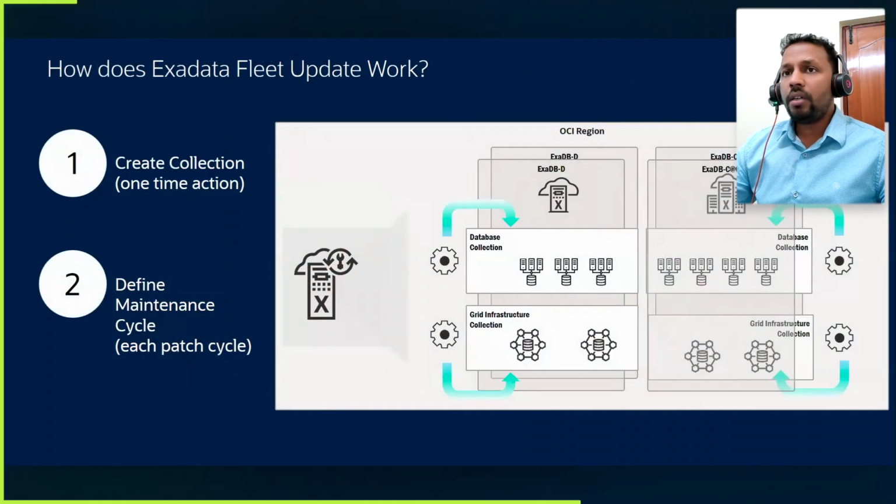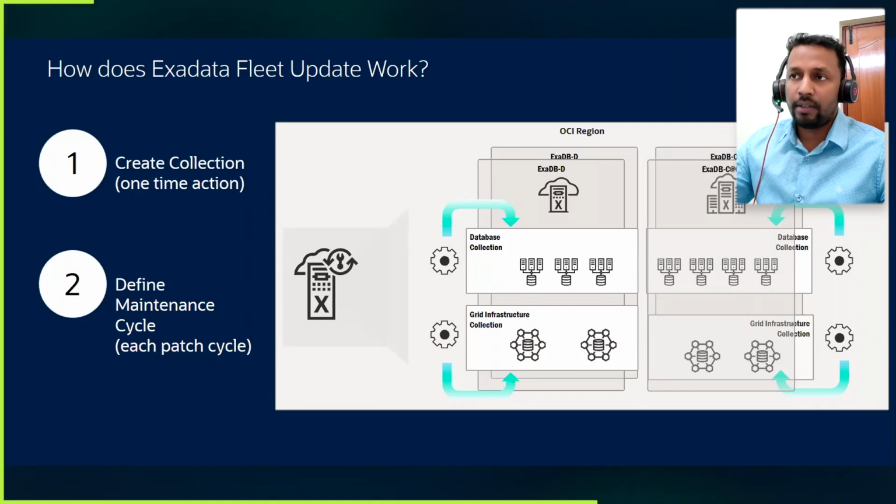So how does it work? Basically, we need to create a collection. It is a one-time action. A collection is a group of databases which you feel can be fitted into a single window, or which can be part of a group because maybe they belong to the same application. So you have some certain criteria due to which you can make it a group. And then every time you patch, you have to create a new maintenance cycle. So again, what is a collection? What is a maintenance cycle? We'll see it.